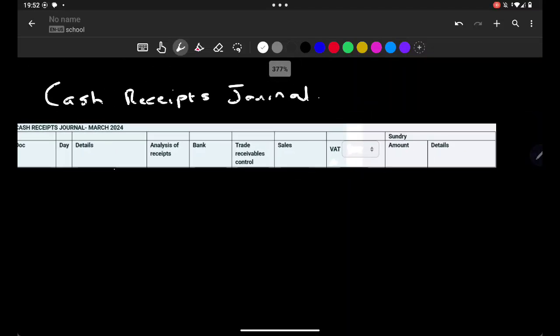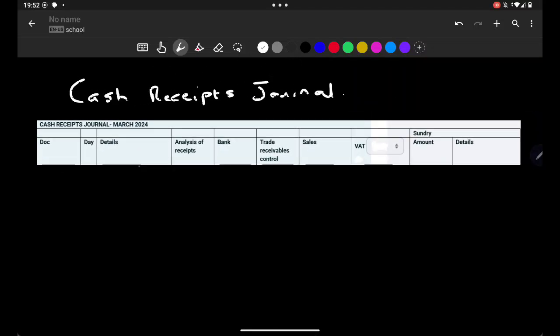Right, so in this lesson, we're going to be looking at the cash receipts journal and looking at each of these folders, or line items, so that you can understand them, and this makes it easier to record any transactions. Once you understand the analysis of receipts, bank, receivables control, sales, and VAT. For VAT, this is VAT output, right?